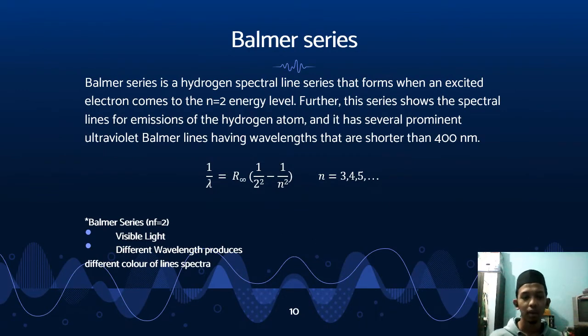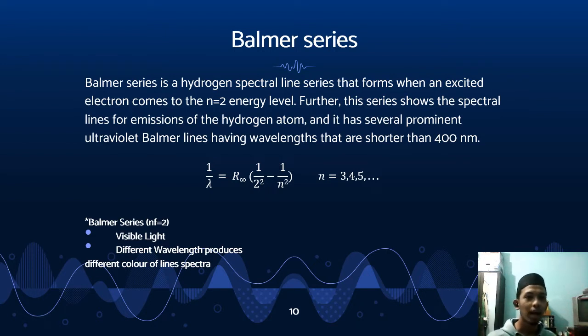Balmer series. The Balmer series is a hydrogen spectral line series that forms when an excited electron comes to the n equal to 2 energy level. Further, this series shows the spectral lines for emissions of the hydrogen atom, and it has several prominent ultraviolet Balmer lines having wavelengths that are shorter than 400 nanometers.